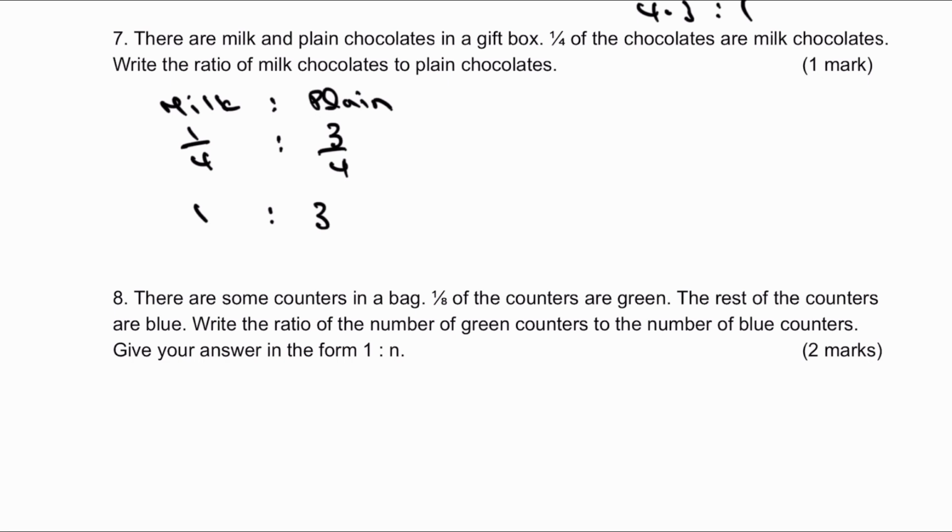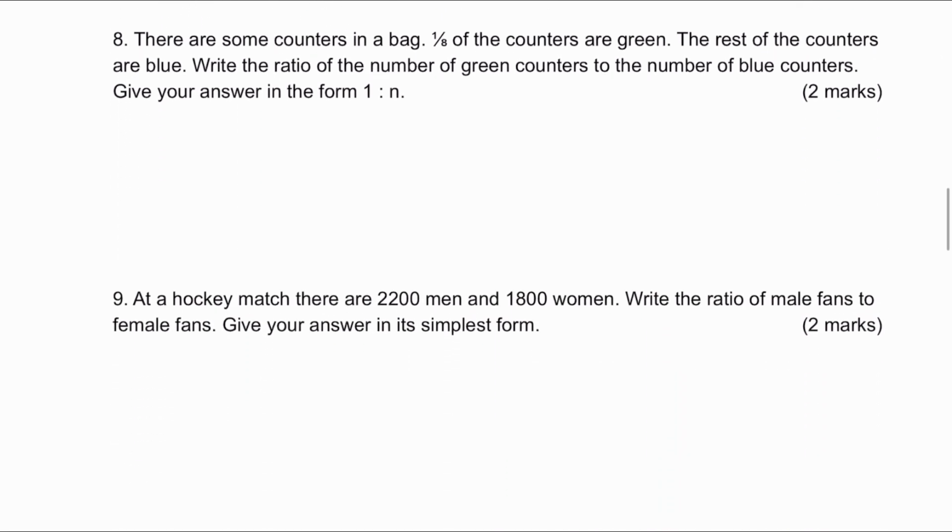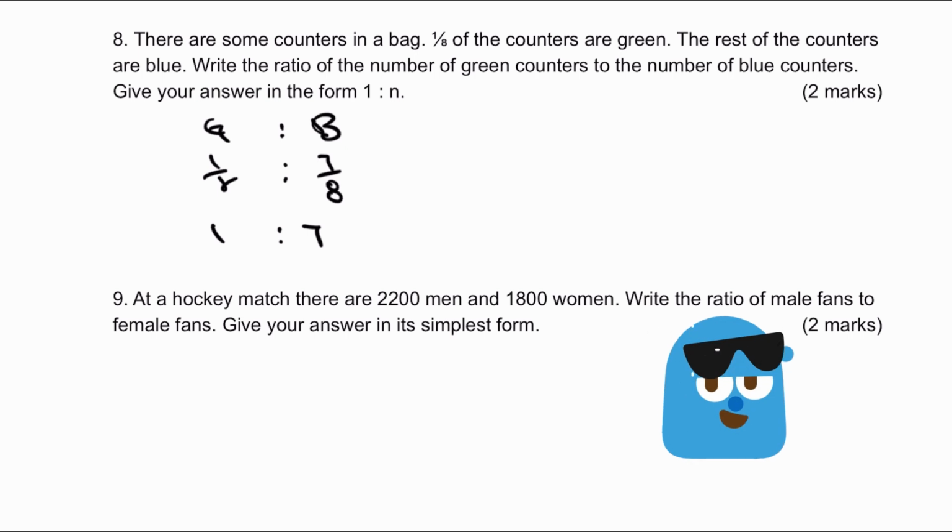All right. Let's have a look then at question number 8. And again, we're going to use a fairly similar sort of principle, but this time it says, give your answer in the form 1 to n. Now, really, that's not particularly necessary with this type of question, but we'll go through exactly the same way of calculating it. We've got green to blue, and what we're saying is 1/8 of the counters are green. Therefore, it means 7/8 are blue. So therefore, we can say that's a 1 to 7 ratio, and that is actually in the form of 1 to n as per the question.